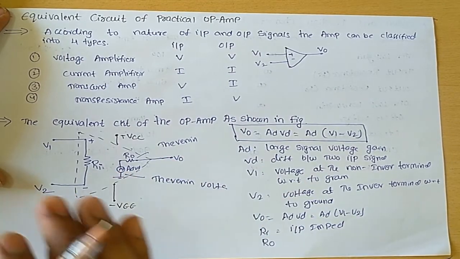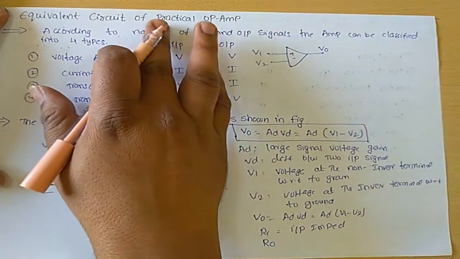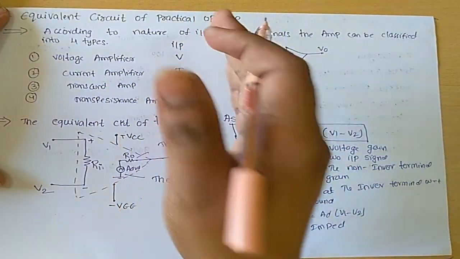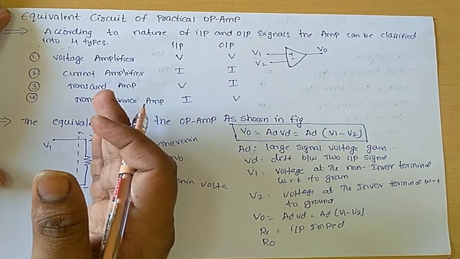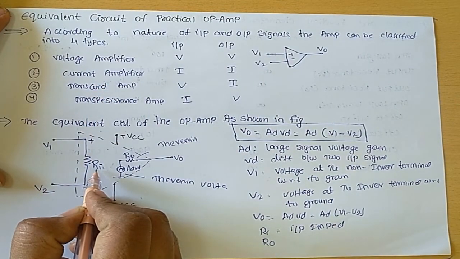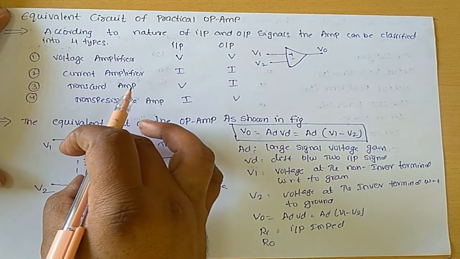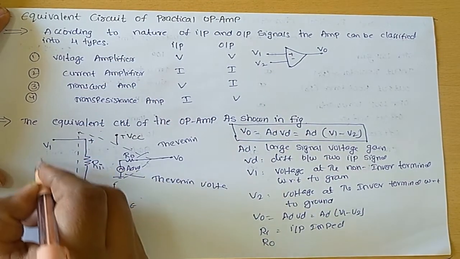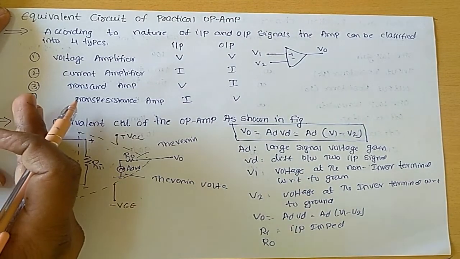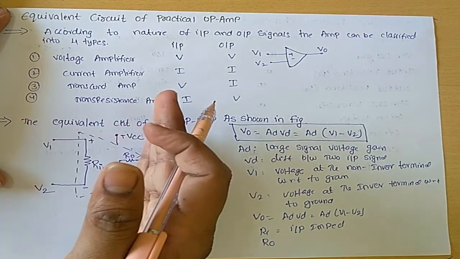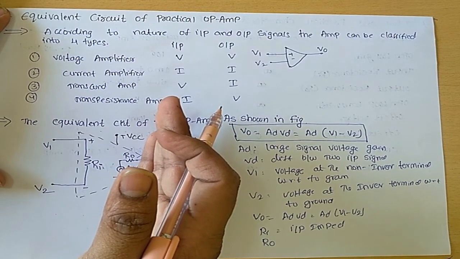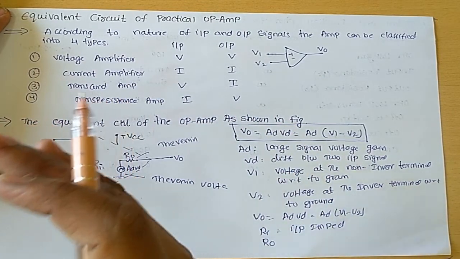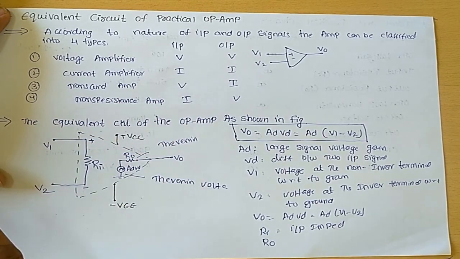For example, consider the ideal operational amplifier. How do we draw its equivalent circuit? For the ideal operational amplifier, Ri equals infinity. It means that this terminal is open circuited. At that time, the source voltage Vs that we apply is the same voltage we can apply to the input of the operational amplifier. In this way we draw the practical and ideal operational amplifier equivalent circuits.